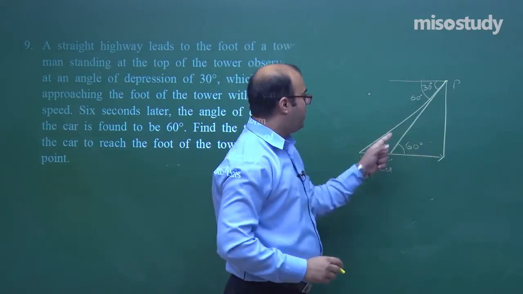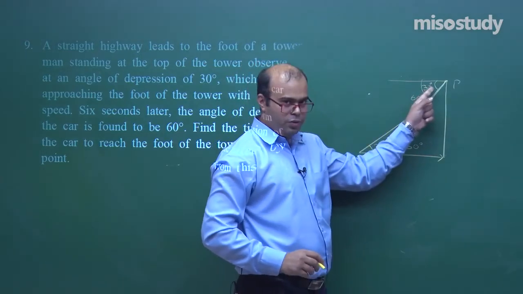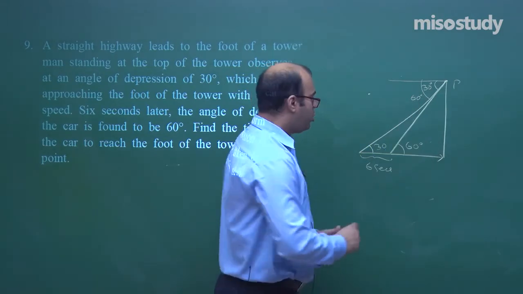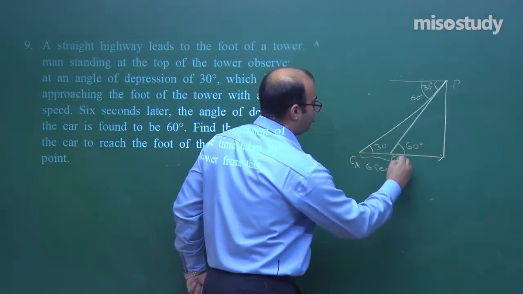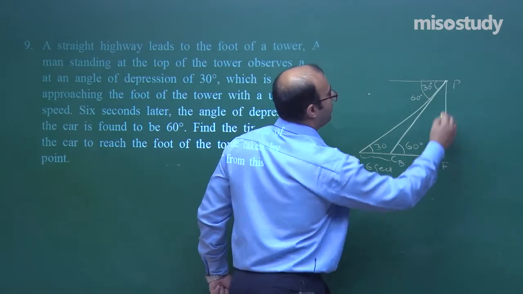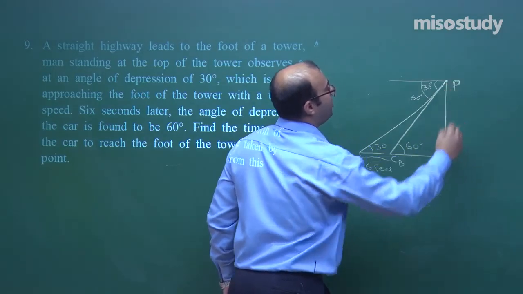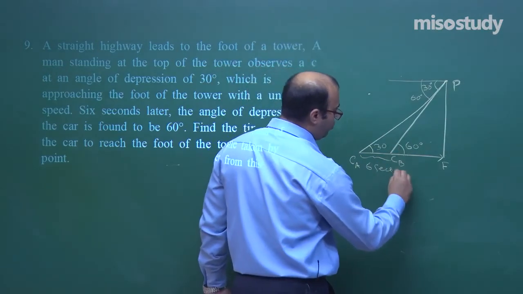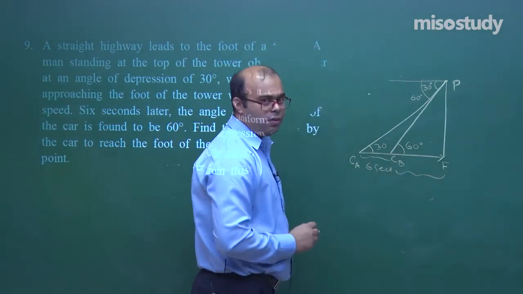So the angle of elevation here is actually the angle of depression for the person, and the angle of elevation here is the angle of depression for the person. So the car has moved from point A to point B. This is the foot of the tower, and this is the person standing on the top of the tower. Now we have to find the time taken to reach from this point to the foot of the tower.